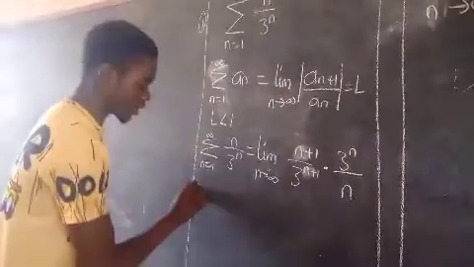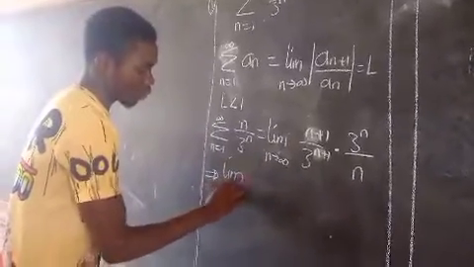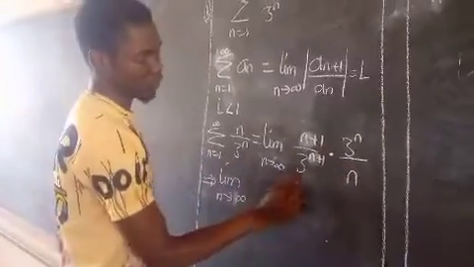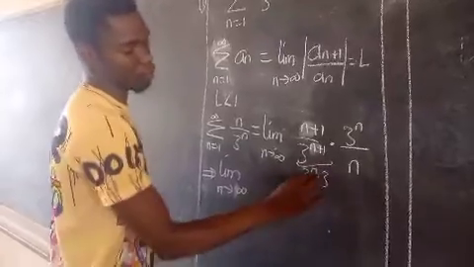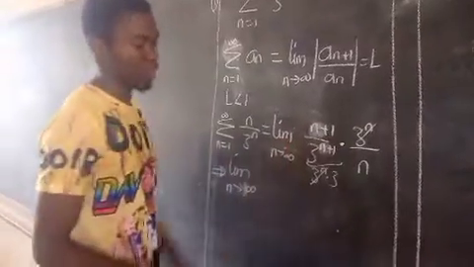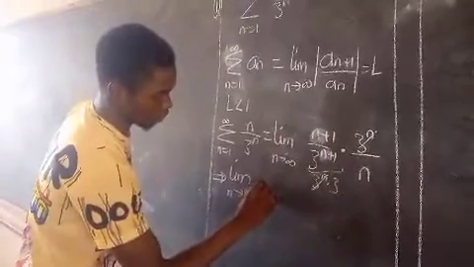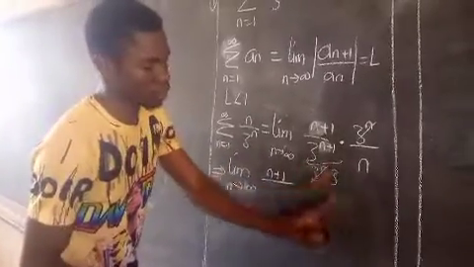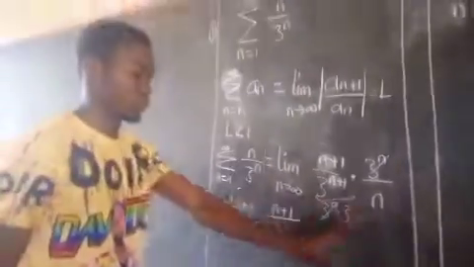So we are going to have the limit as n goes to infinity. Now we see that we could simplify 3 raised to the power n plus 1 as 3 raised to the power n times 3, so that this and this cancel. We are just going to have n plus 1 on top, and on the bottom, 3 times n gives us 3n.